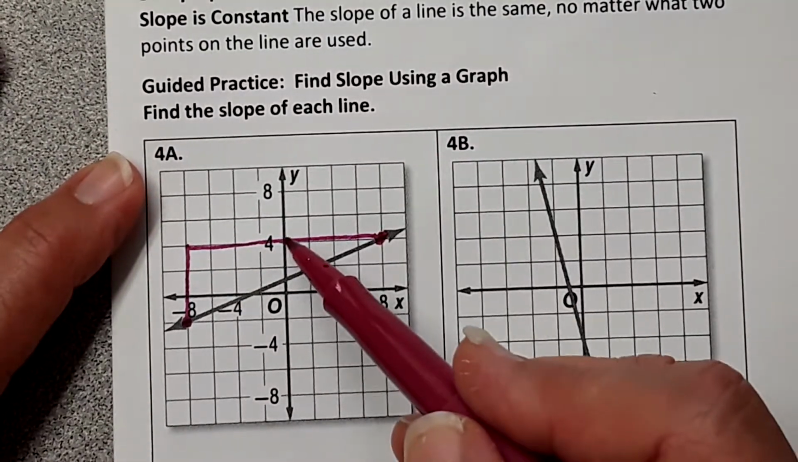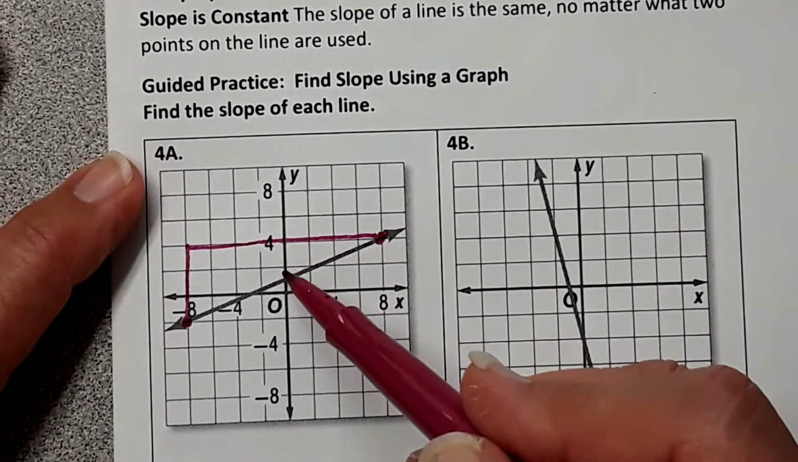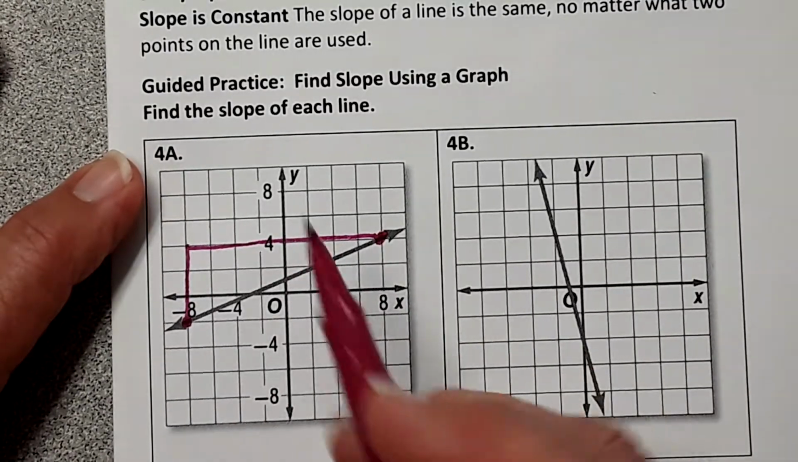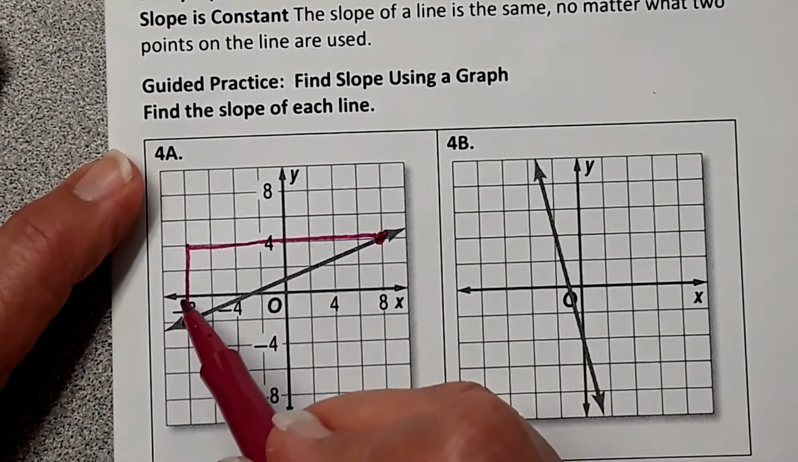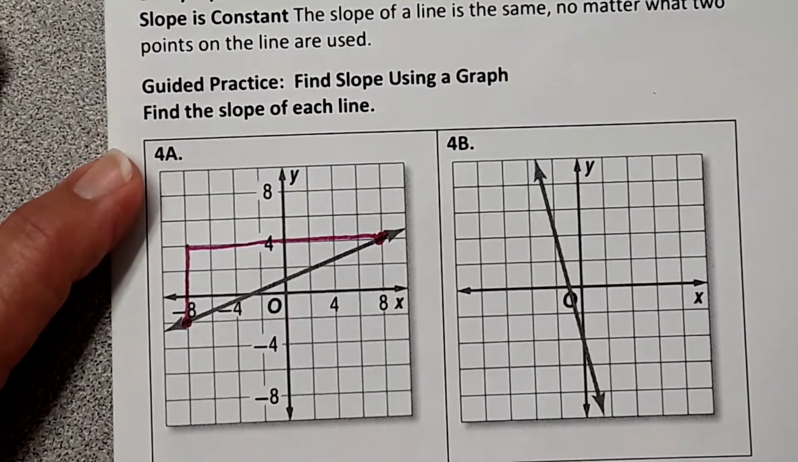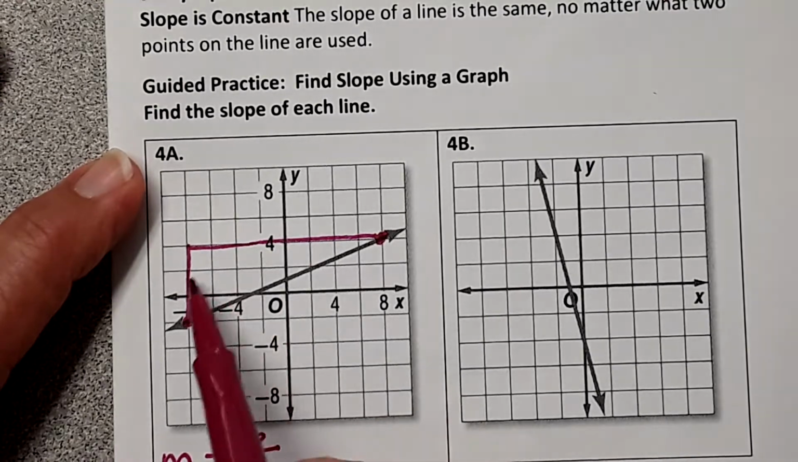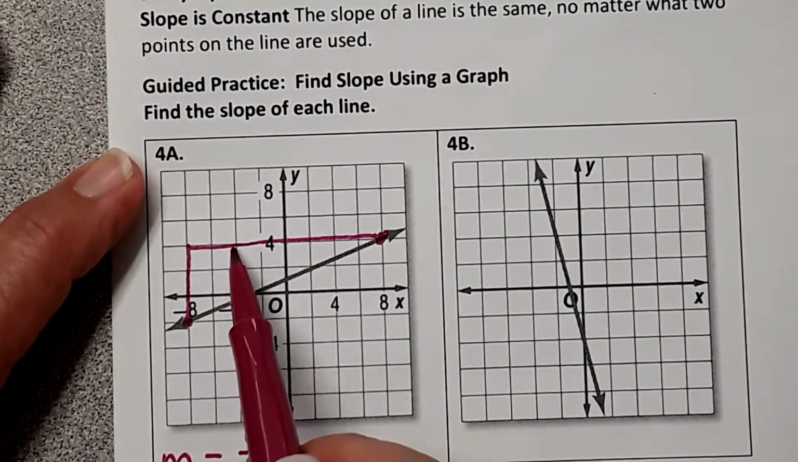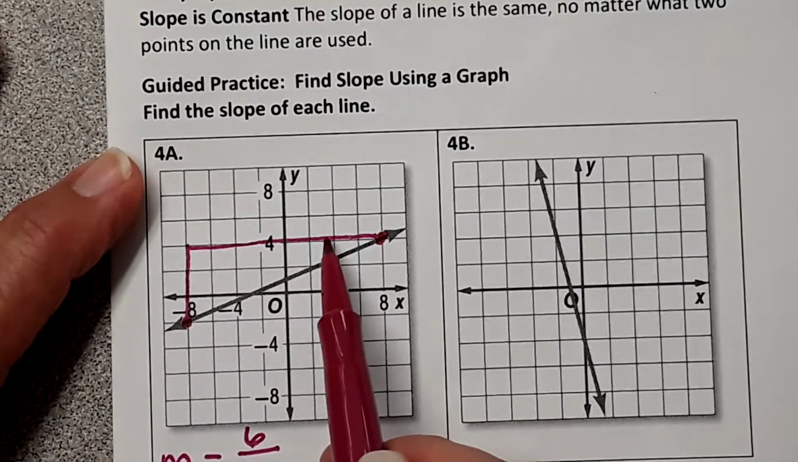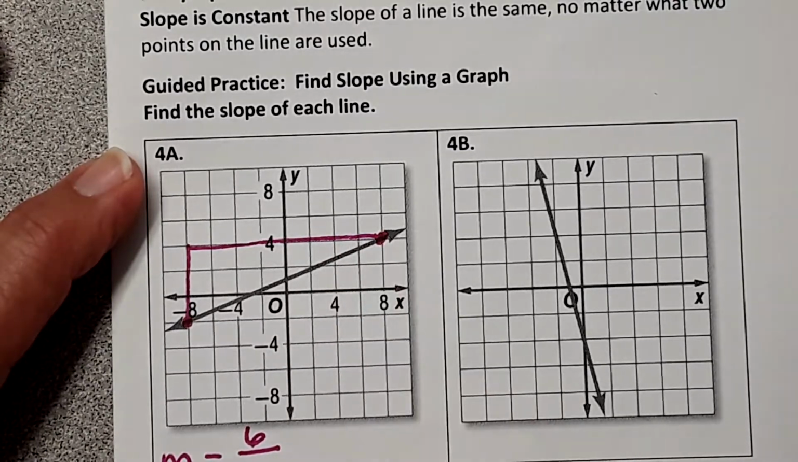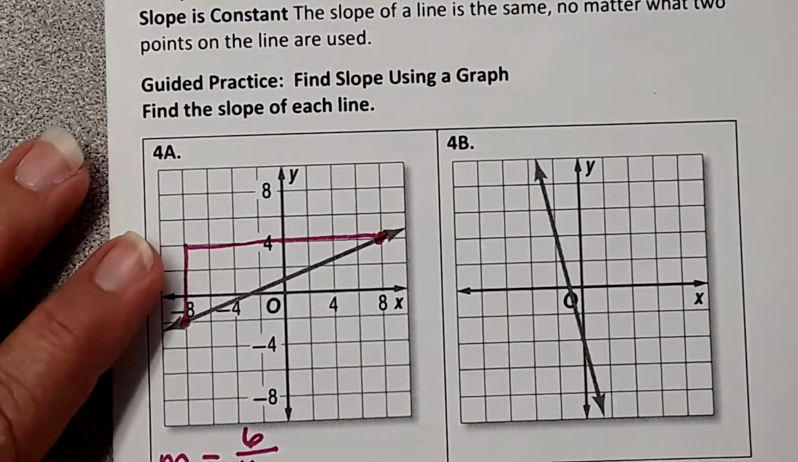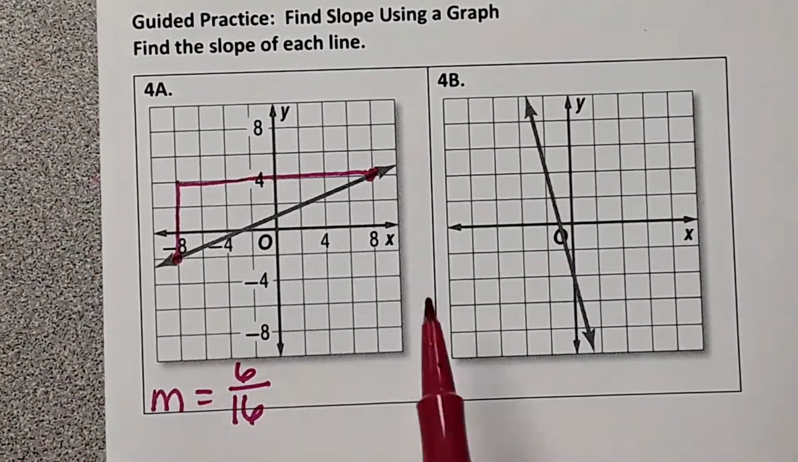And you guys look, it's counting by 2. So this is 2, 4, 6. And because I went up, it's positive. And then I'm going over. So 2, 4, 6, 8, 10, 12, 14, 16. Did I count that right, you guys? Did I go over 16?